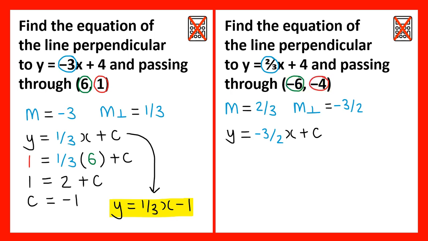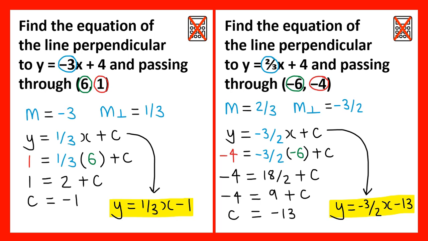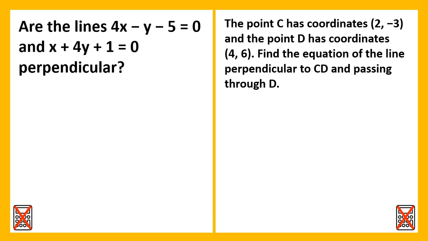When x is equal to -6, y is equal to -4, and -4 is equal to -3 over 2 of the corresponding x value, -6, plus c. Simplifying, -4 is equal to 18 over 2 plus c. 18 over 2 is 9, and subtracting 9 from both sides to find c is equal to -13. Substitute into the original equation using the y-intercept that's just been found, so y equals -3 over 2x, take away 13. On to the intermediate questions with an increase in difficulty.